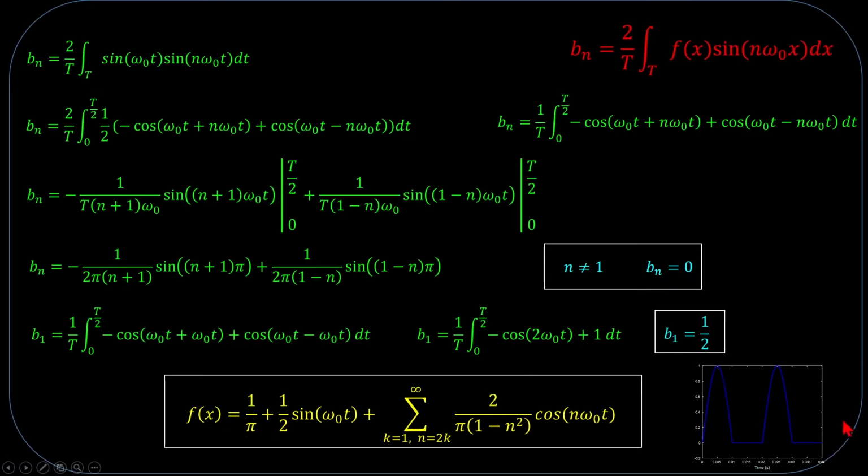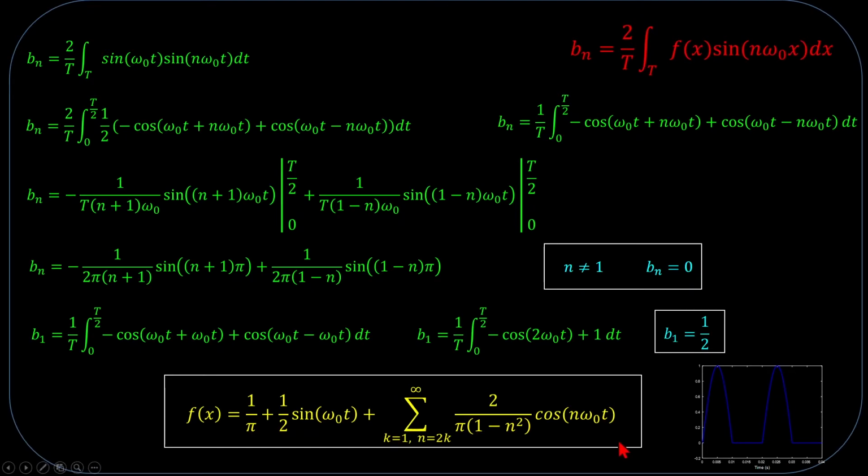So the Fourier series of this waveform is actually this one: constant a0, 1/π. We have the cosine terms. When n is odd, the coefficients are 0. When n is even, we have this one. And for bn, we only have b1, which is 1/2. And for all the other n's, bn is 0.